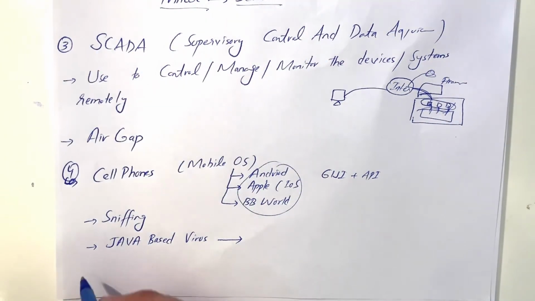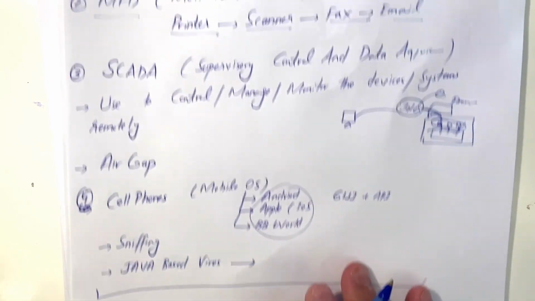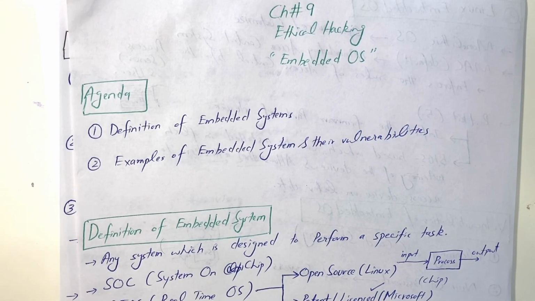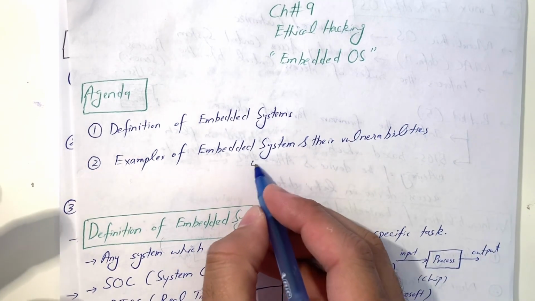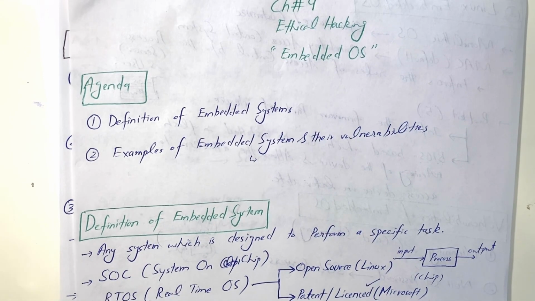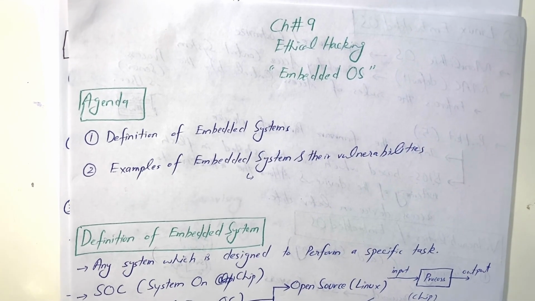So that's it about our embedded operating system. We have discussed the definition of embedded system, and we discussed examples of embedded systems, like sensors and network devices, and we have also discussed some vulnerabilities. So we will quickly discuss that in our class, and if you have any questions, please do reach me out.